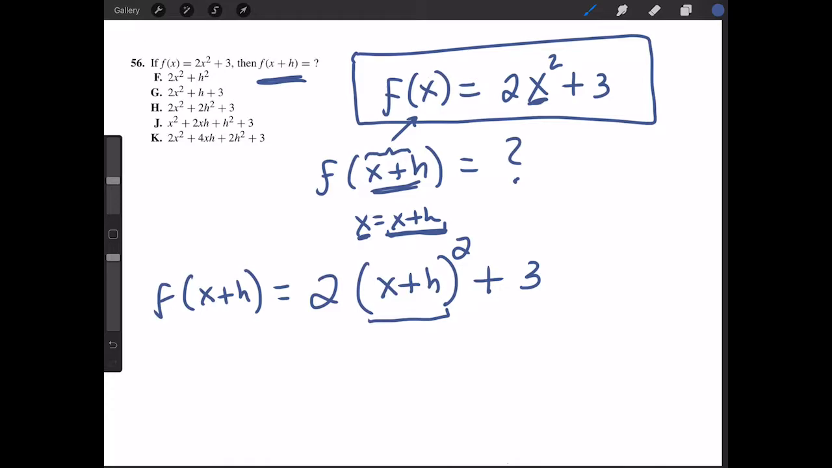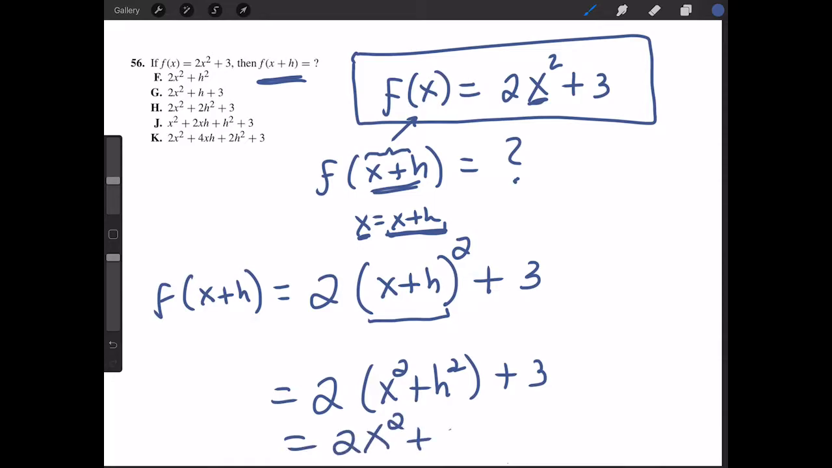A common mistake is for students to think that you can distribute a power. So you do things like, oh, cool, this is equal to 2 times x squared plus h squared because according to you, you get to distribute. And then a plus 3, which would lead to 2 times x squared and then plus 2 times h squared and then plus 3. And a lot of students would pick choice h for that reason.